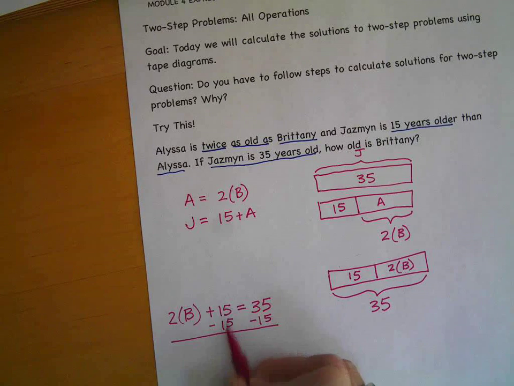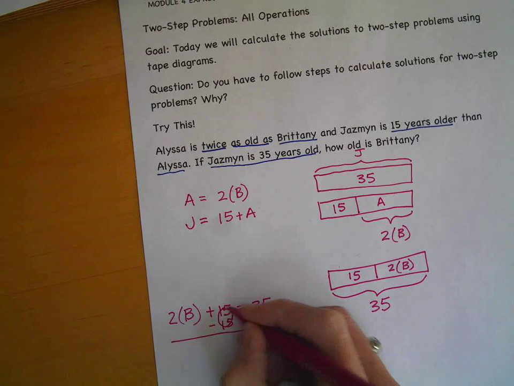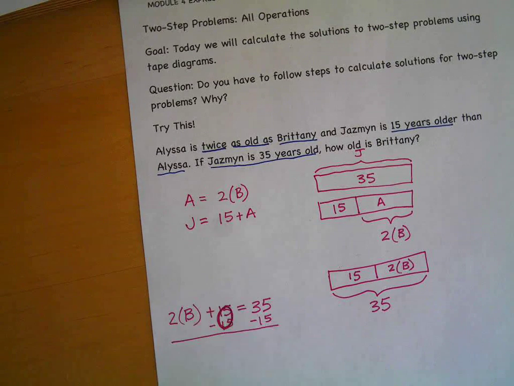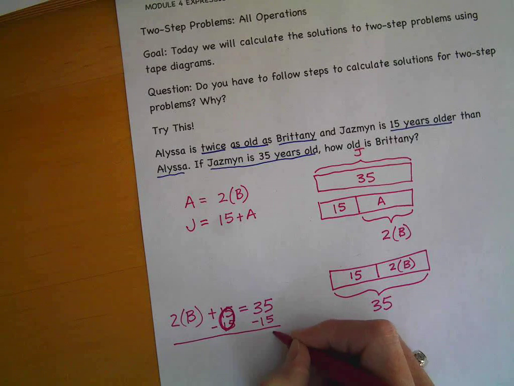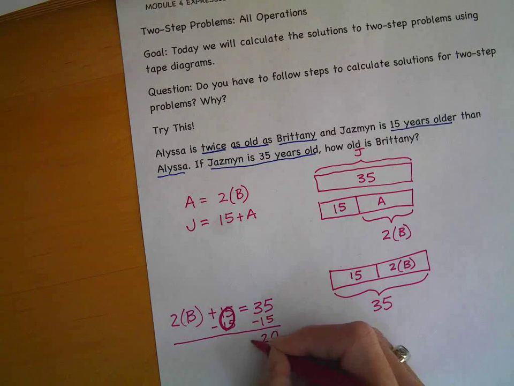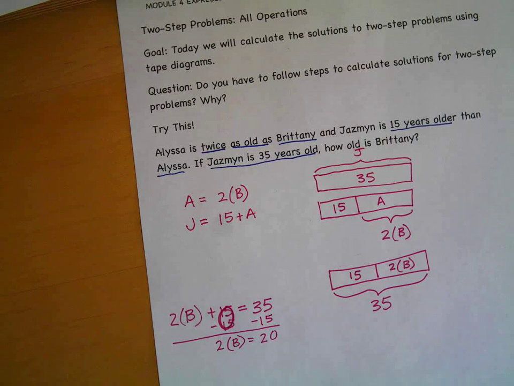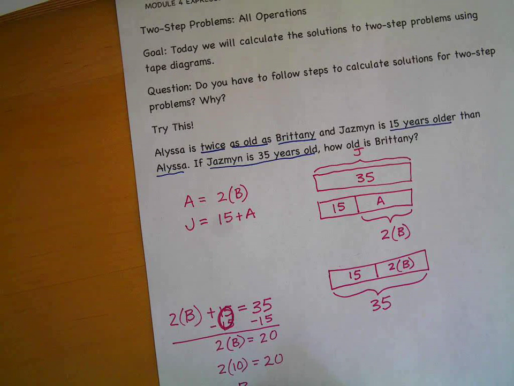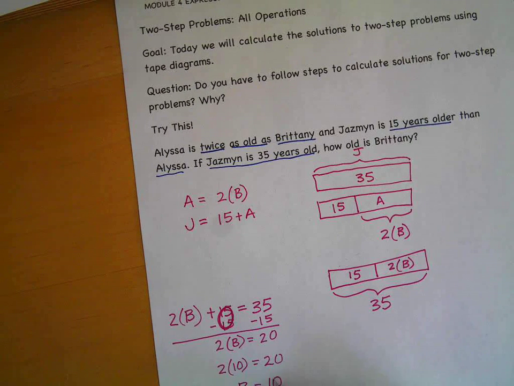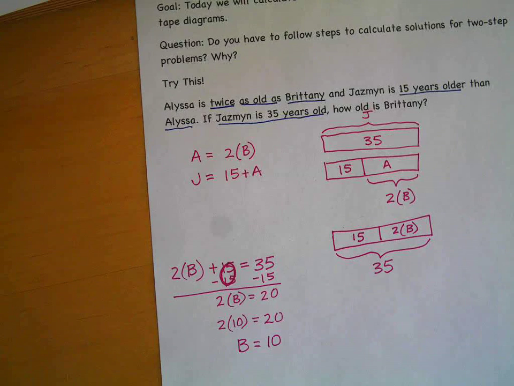If we get rid of it, we're going to subtract it off. We're trying to figure out what we can do to get to that B. So if we subtract that off, 15 minus 15 is 0, so I just draw the 0 right on top of it. And then 35 minus 15 is 20. So now I have 2 times Brittany's age is equal to 20. That's a lot easier because I can say 2 times what number gives me 20? Well, 2 times 10 equals 20. And so now I know that B is equal to 10. So Brittany must be 10 years old.